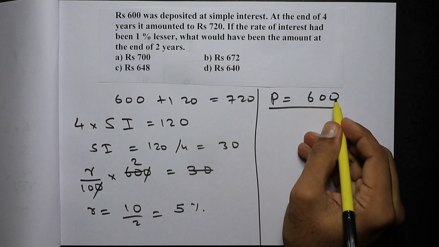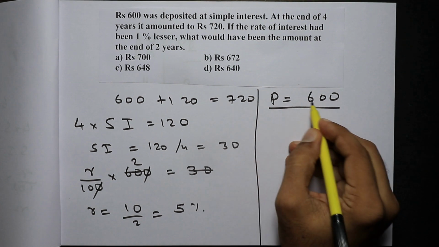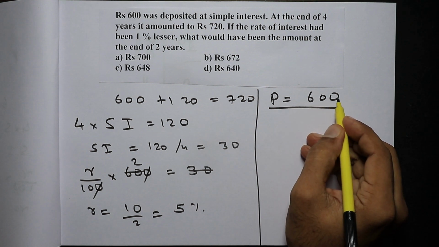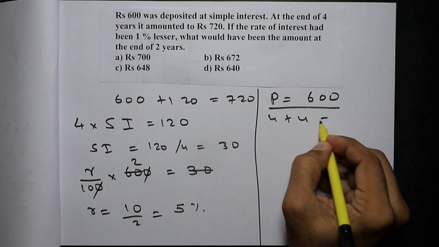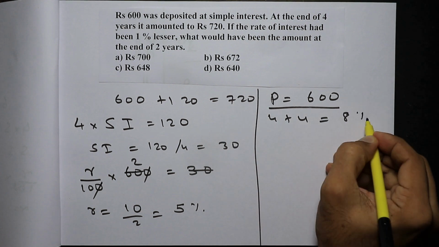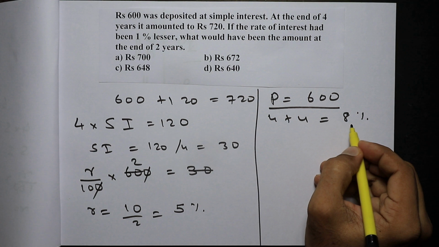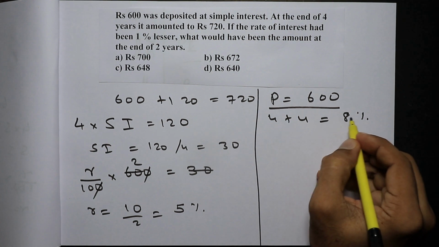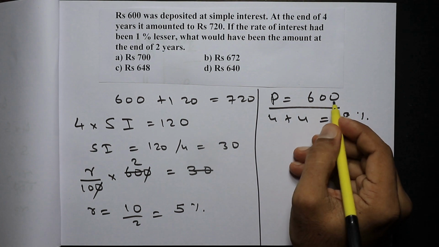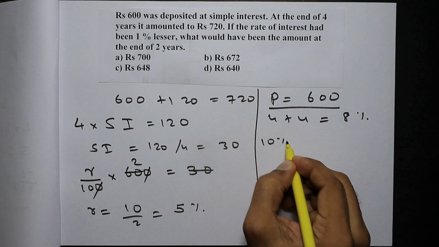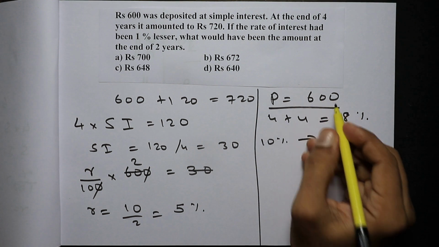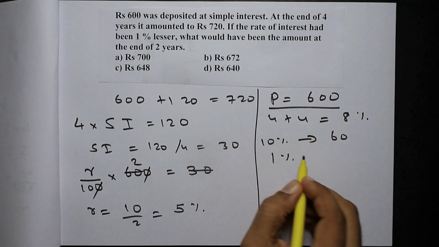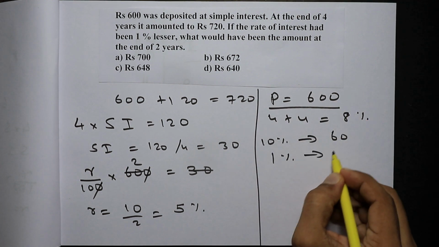So at the end of the first year you will get 4%. At the end of the second year also you will get 4%. So 4% for the first year plus 4% for the second year. So for 2 years the interest that you will be getting is 8%. So we need to calculate 8% of 600. Now 10% of 600 is equal to 60, that we know. Similarly, 1% of 600 will be 6.